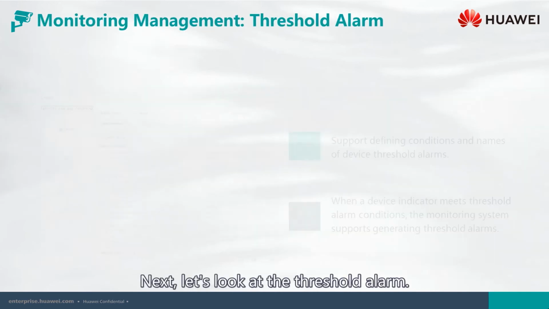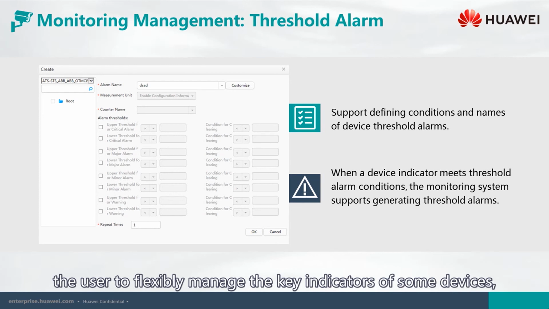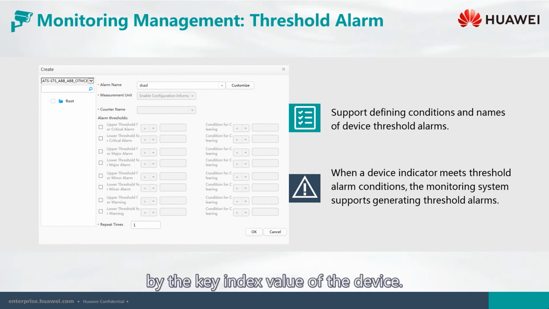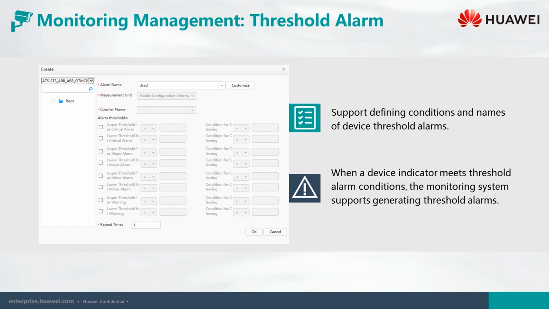Next, let's look at the threshold alarm. In order to enable the user to flexibly manage the key indicators of some devices, we can make a custom threshold alarm by the key index value of the device. When a key index value falls within the custom threshold, the monitoring system warns the user in time.